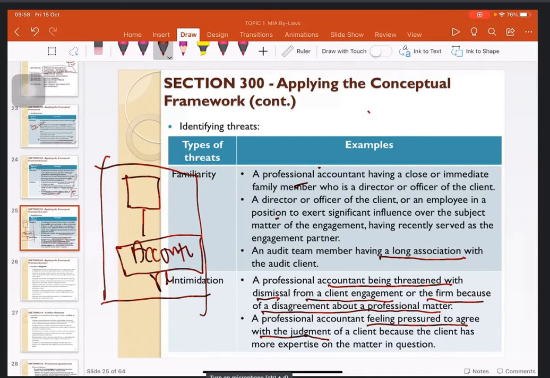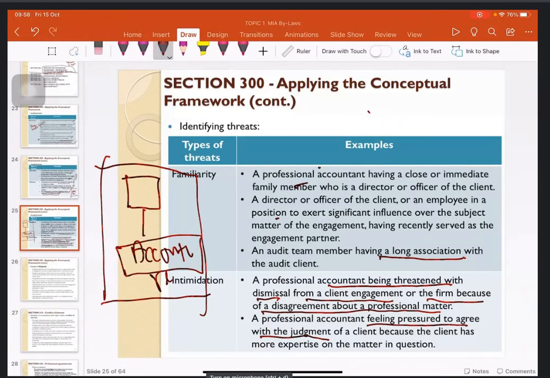Kadang-kadang client dia ada banyak subjective item, and then judgment dia punya some of the item yang guna judgment. You know what is item yang guna judgment? For the example like contingent liabilities, asset revaluation reserve, revaluation of asset, depreciation, accumulated depreciation, provision for doubtful debts. Itu adalah some of the item-item yang judgment items.